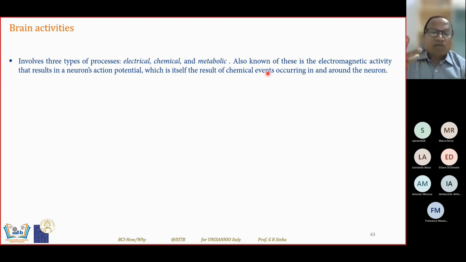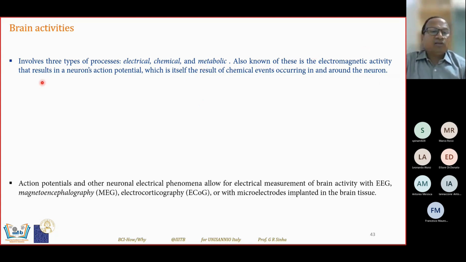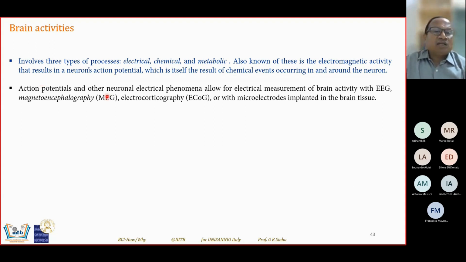Something which is not coming here is magnetic. I hope I have told you about the modalities, just an introduction to the modalities in the last lecture. Like EEG, there is another modality called magnetoencephalography. So when we say magnetoencephalography, electromagnetic activities are there inside the neurons. So action potentials and other neuronal electrical phenomena allow for electrical measurement of brain activity with EEG. Then something which is related with the magnetic field is magnetoencephalography, and electrocorticography.